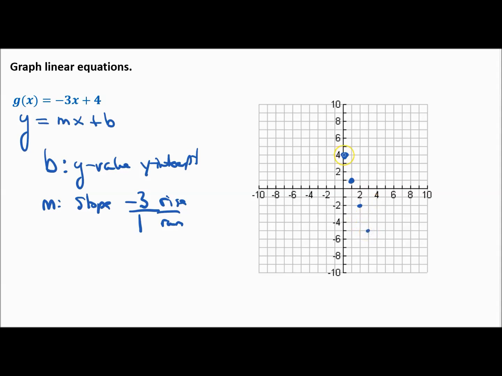You could also go the opposite. You could also say this is 3 over negative 1, which means up 3 and left 1. Up 3, left 1. You connect these dots. You certainly don't need that many. And then there is the graph of your function, g of x equals negative 3x plus 4.